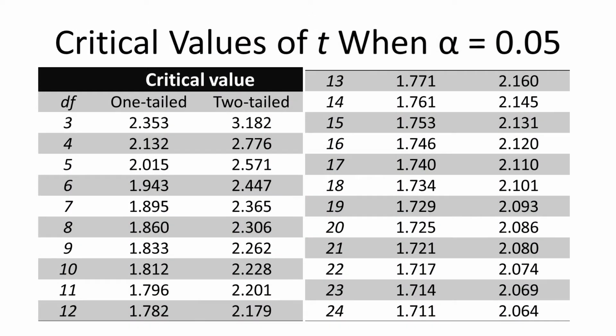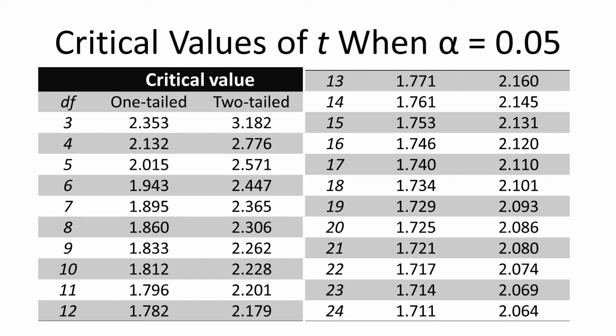Now I'll get into detail what this one-tailed and two-tailed stuff is all about, but for now just ignore the one-tailed column. We don't really use that as often. The two-tailed column is usually much more useful. All these values you see here, these critical t-scores, are for when you set your alpha level to 0.05.